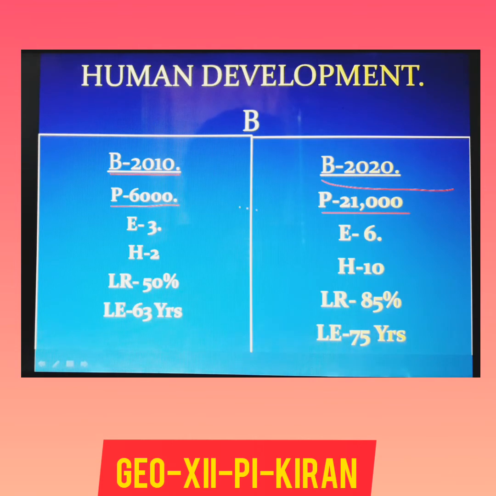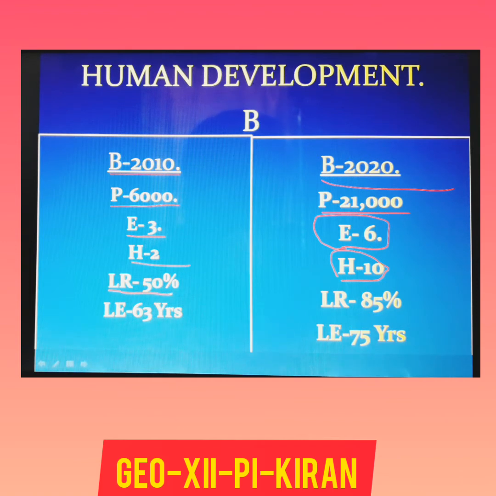Population also increases here. Educational institutes in 2010 were 3, but in 2020 there are 6. There is an increase in the quality and the number of educational institutes. The number of hospitals was only 2 here, but in 2020 they increased to 10. Medical facilities and hospitals have increased.